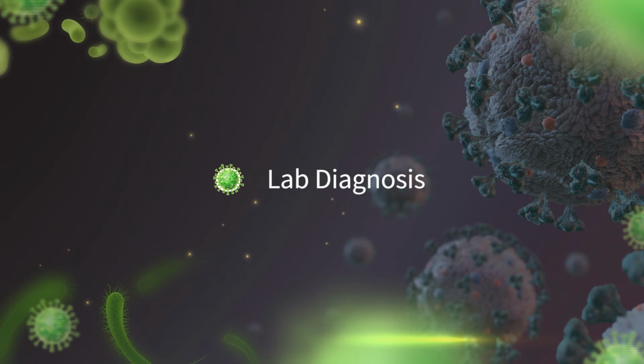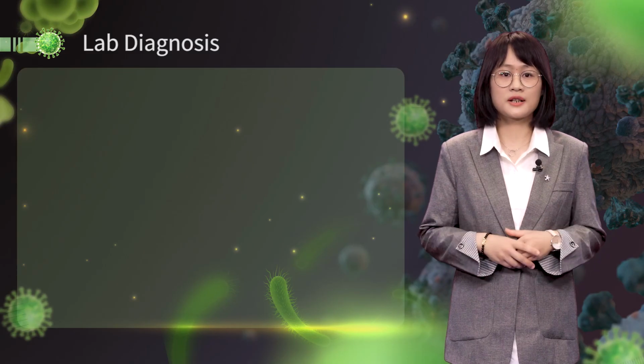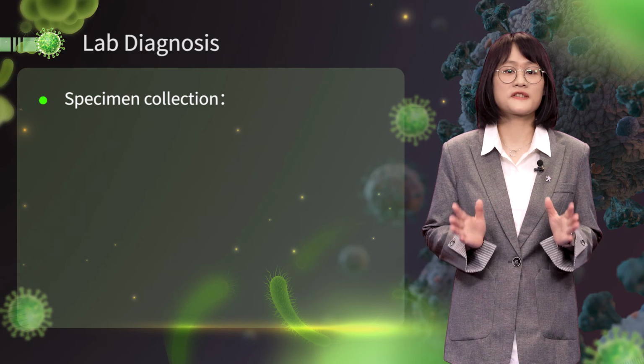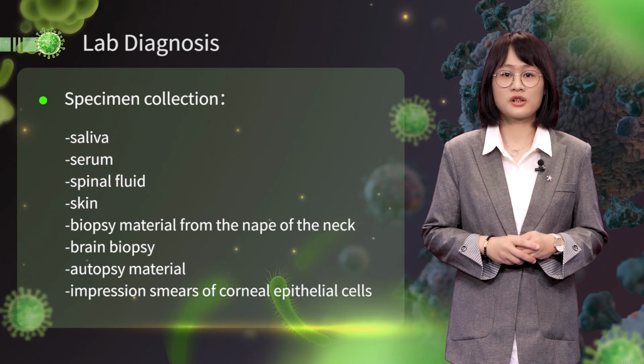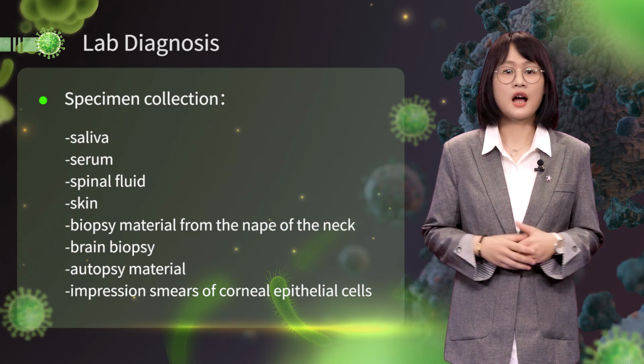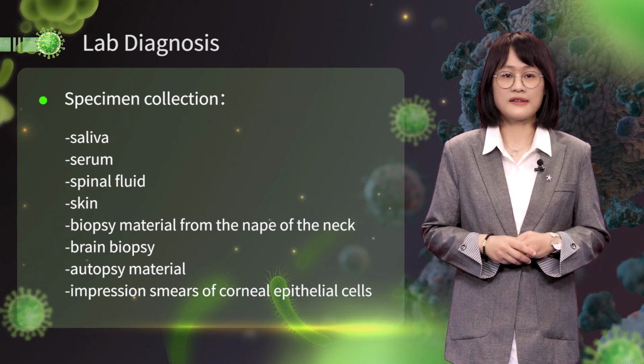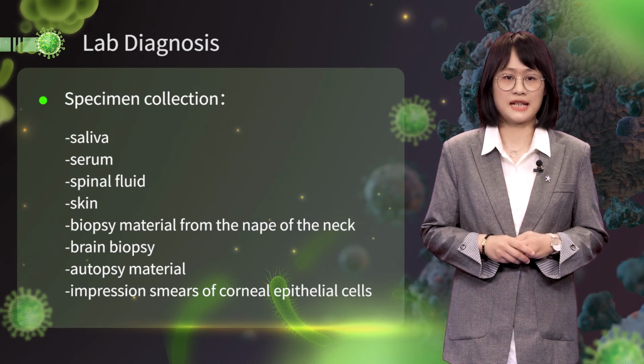Generally speaking, a person with a history of an animal bite or who presents with neurological symptoms establishes the diagnosis of rabies. Laboratory tests are usually performed to confirm or exclude the diagnosis of an individual or animal. Initially, we should collect a proper specimen such as saliva, serum, cerebrospinal fluid, brain tissues, neck skin biopsy, autopsy material, and impression smear of the cornea.